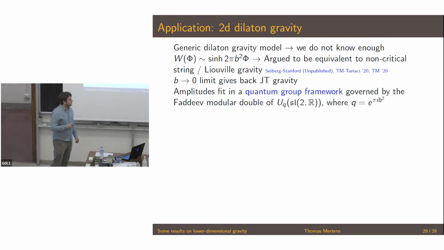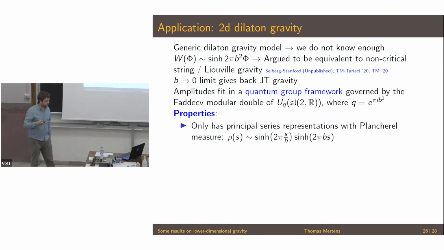Now, we studied this model in these papers, and we have shown that the amplitudes of this model look very similar to the ones in JT gravity, except that instead of being governed by an ordinary group, in this case, they're governed by a quantum group framework. And the quantum group itself is a bit subtle. It's called Faddeev's modular double of the Q deformation of SL2R, where the deformation parameter Q is e to the pi i b squared, and this b is the same one as the one that appeared in the dilaton potential.